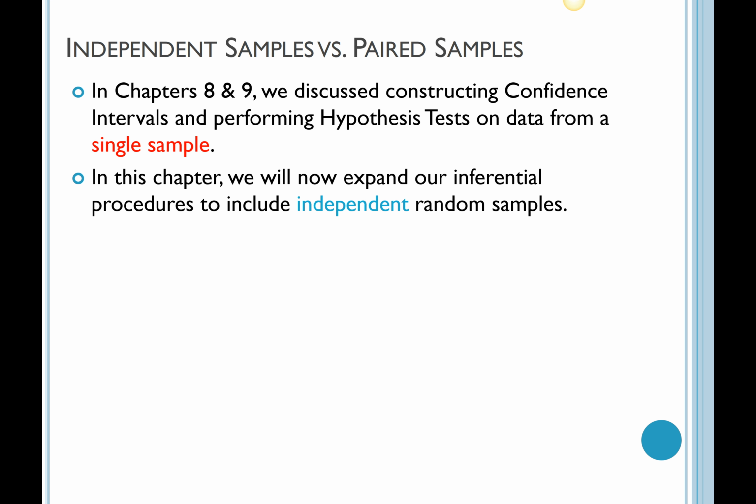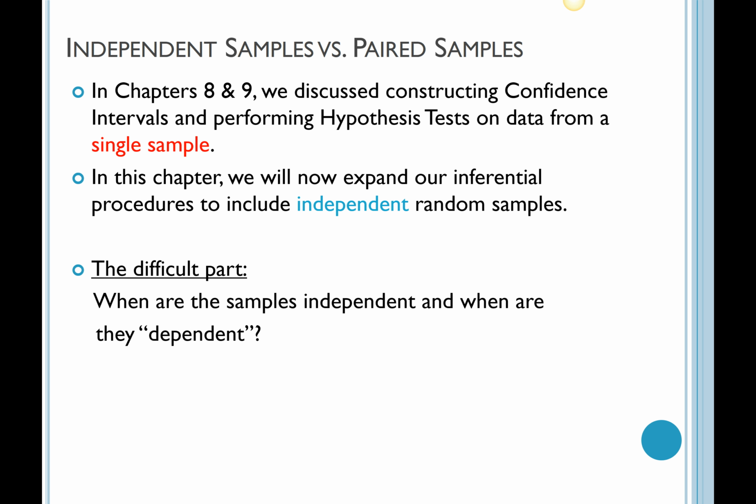In this chapter, we're now going to expand these inferential procedures to include independent random samples. So here we're actually going to start taking two samples and using the same type of tests in order to perform inference. So instead of it being a one sample test, we're going to talk about how to do a two sample test when we actually have two samples.